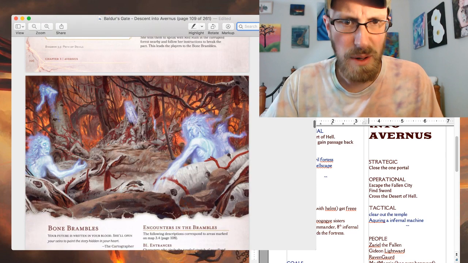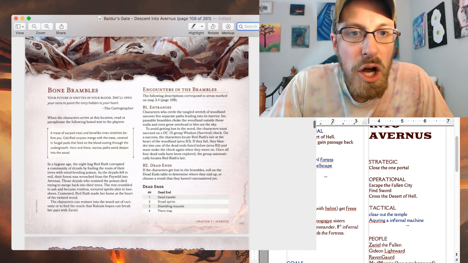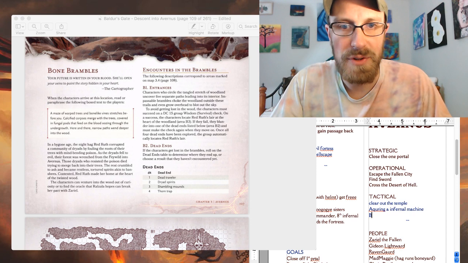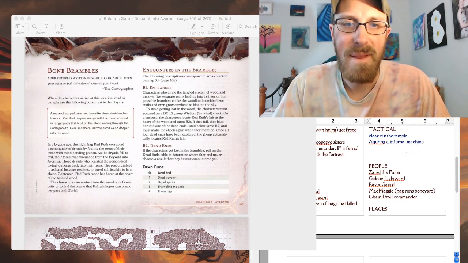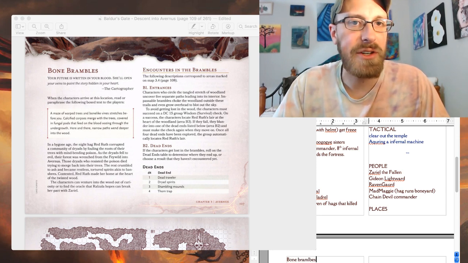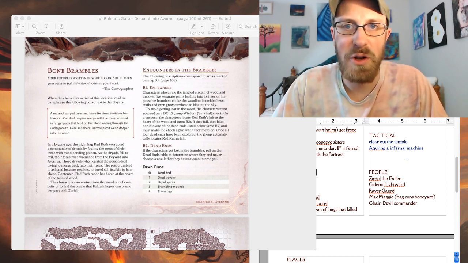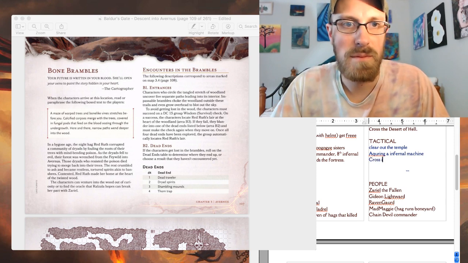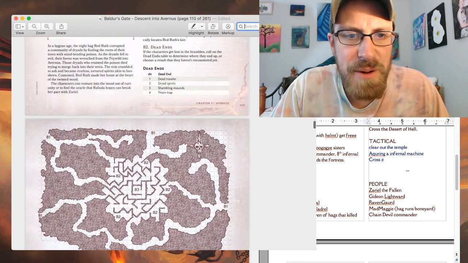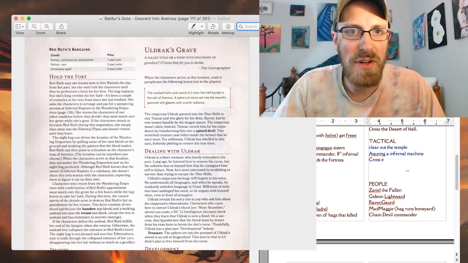Okay, cool. What are the bone brambles? Oh, this seems to be just like something they can cross. Okay. So this is sort of a tactical objective. The bone brambles. So that's sort of a place. I'm going to put that in mind too. And the goal is just to cross it, right? And so, in order to make this cool for my players, we actually have something in there that they really, really want. A banshee.